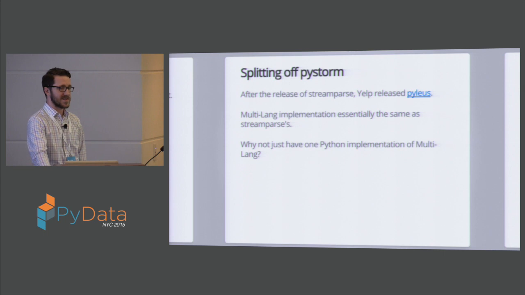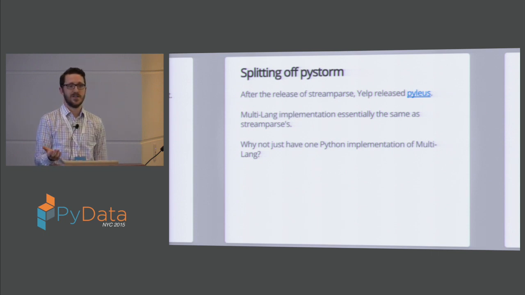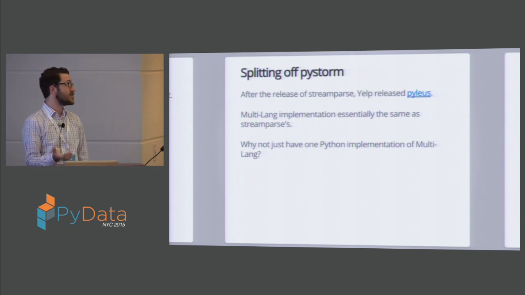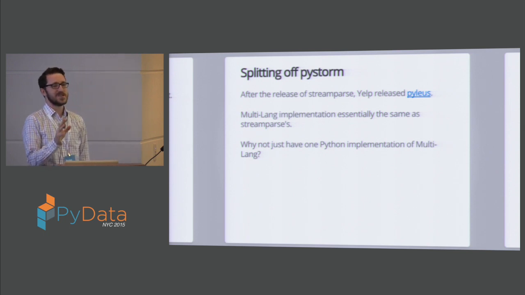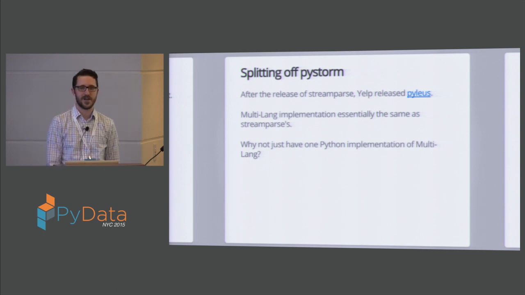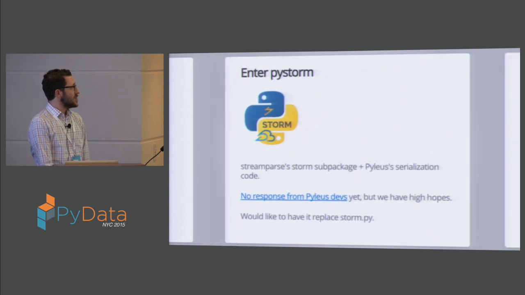But the part that doesn't make any sense is that we're both implementing one part of our projects, the exact same protocol, this multi-lang protocol. There's really only one way to do it correctly, and we both wrote the same code independently. Like if you did a diff on it, it was almost identical. So we should really just have one Python implementation of multi-lang, because anytime they add new features to this protocol, why should two different sets of developers have to go in and update it and test it and all that? It just seems like a giant waste of resources. So enter PyStorm.